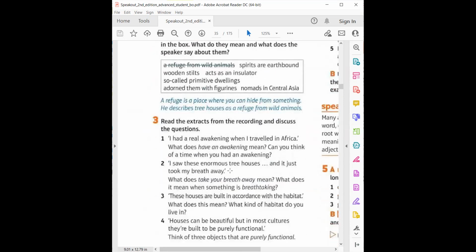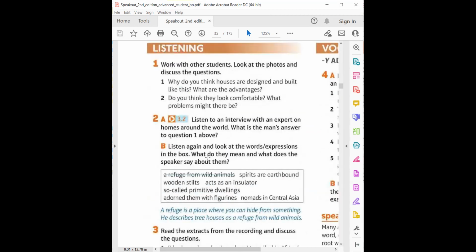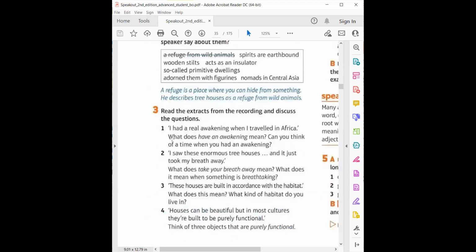You're welcome. So now they're telling us, read the extract from the recording and discuss the questions. I believe we can read the extracts, but instead we can even listen again. Let's discuss the questions, and if we had something that we couldn't remember, we can listen to the recording again. So question 1 says, I had a real awakening when I traveled in Africa. What does have an awakening mean? Can you think of a time when you had an awakening? What do you think the meaning of having an awakening is?